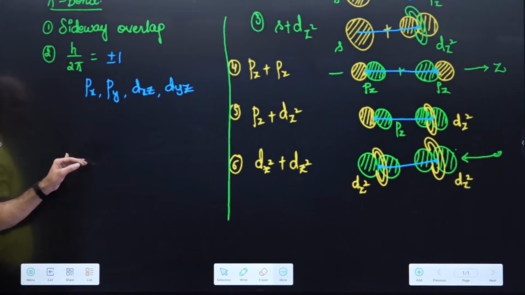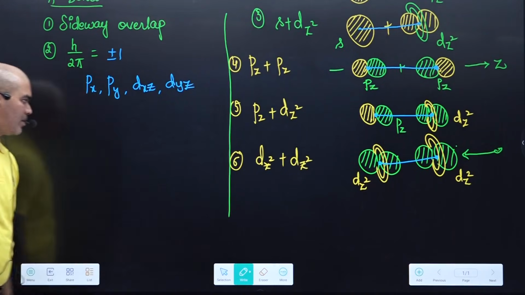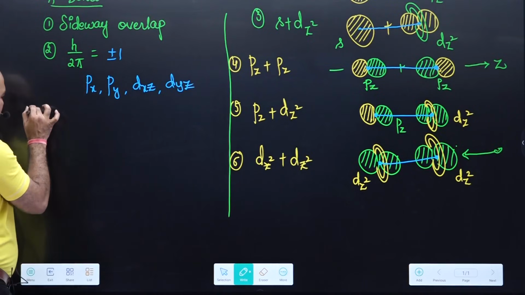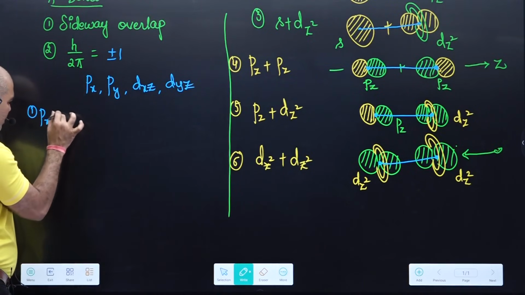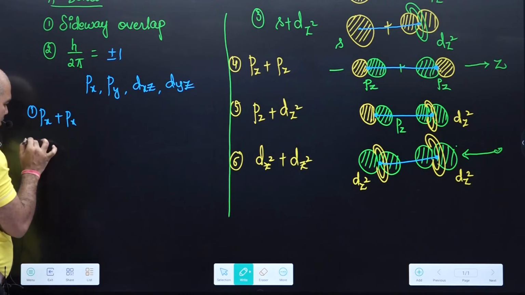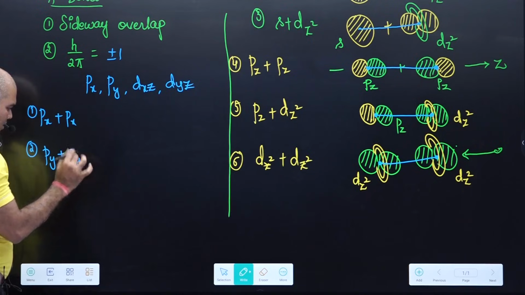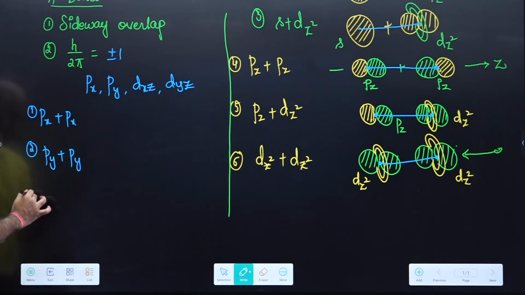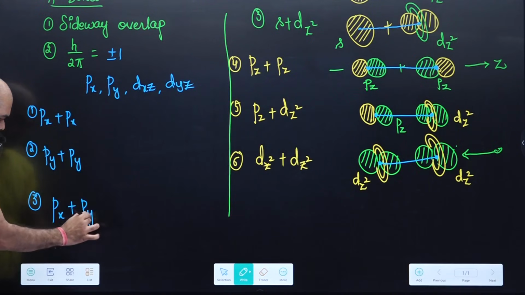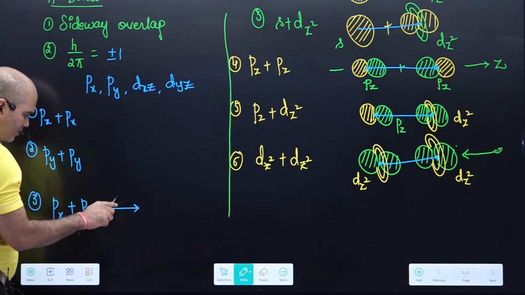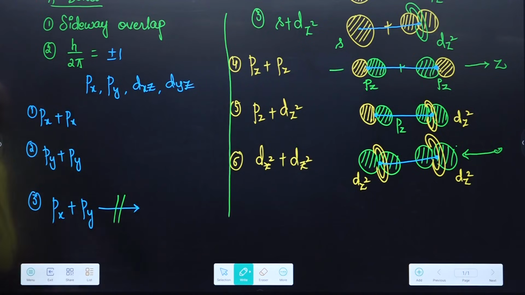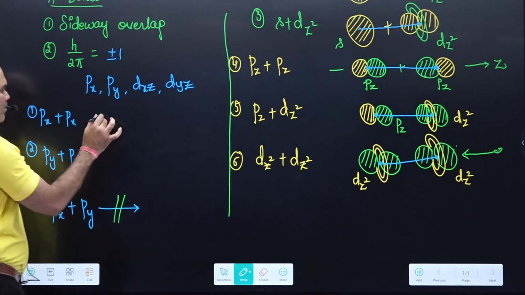What are the combinations possible? A Px can combine with a Px. A Py can combine with a Py. Px and Py cannot combine. Px and Py cannot combine. But Px can combine with Px, Py can combine with Py.